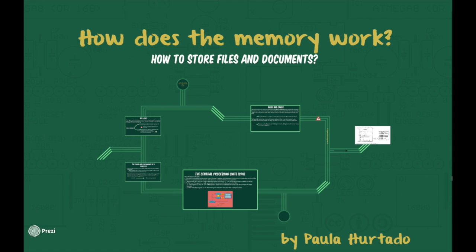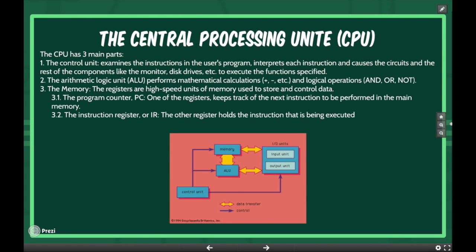Today I'm going to explain how the memory of your computers works. And the first thing you need to know about memory is where it is. As I was explaining in the other video, what is a computer, the computer's hardware has three main parts, and one of those is the CPU, or the Central Processing Unit, which is where all the data and information that the computer needs in order to work is. So that is where the memory is.